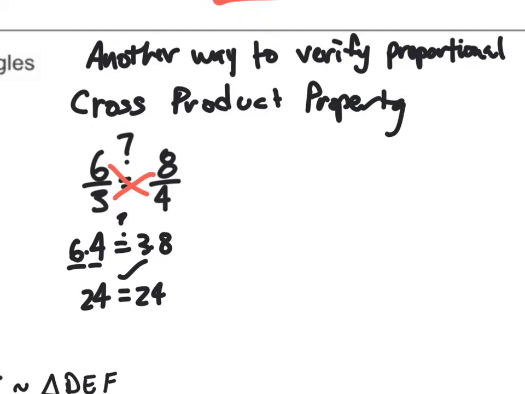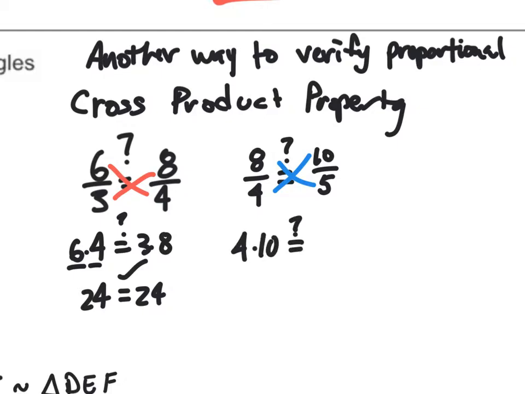And then if I take, say, 8 over 4, is that equal to 10 over 5, okay? And if I cross multiply those two together, I'm going to do 4 times 10. Is that equal to 8 times 5? Okay, and so 4 times 10 gives me 40. If I do 8 times 5, that's also going to give me 40. This is a true statement, and there we go.